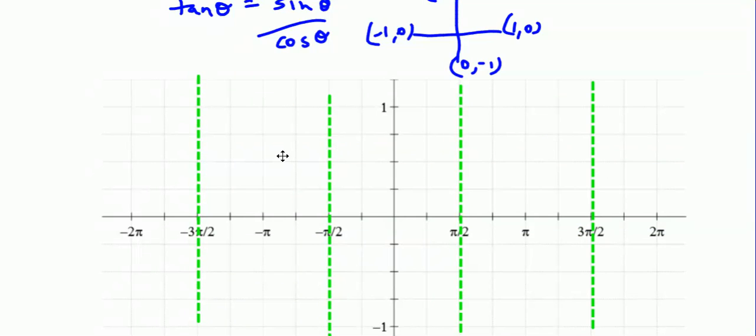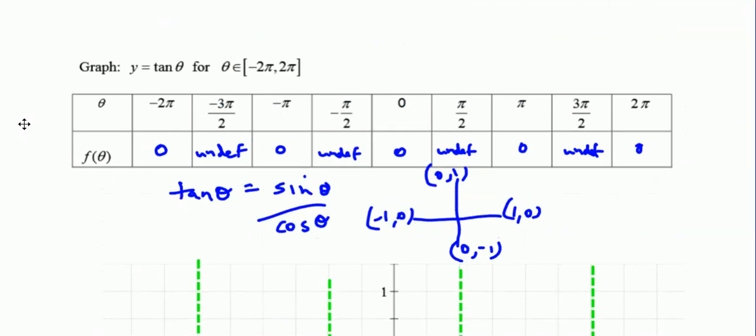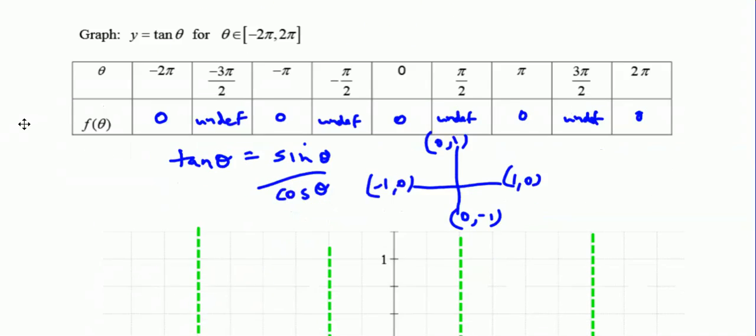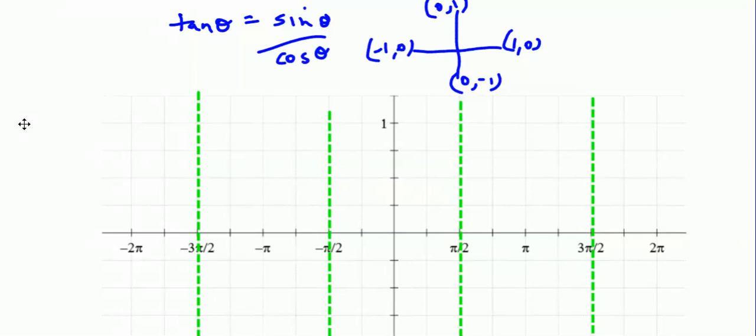at 3 pi by 2. Okay. So the other thing that we know is that we have 1, 2, 3, 4, 5 zeros. So I'll go ahead and draw those in blue. And so there's one here. There's one here. Here at 0. Here at pi. And here at 2 pi. Okay. We don't have really enough information to draw our graph at this point.